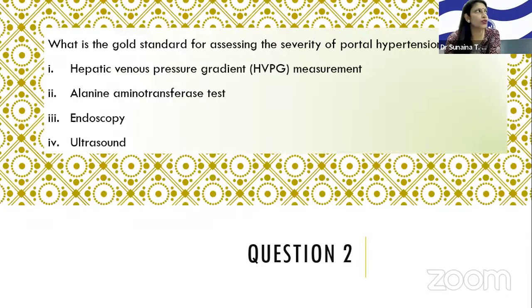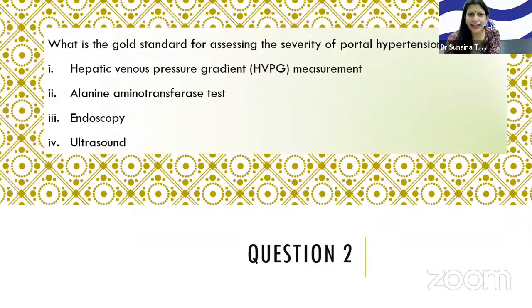So here, what is the gold standard for assessing the severity of portal hypertension? You have to choose the correct option: hepatic venous pressure gradient measurement, alanine aminotransferase test, endoscopy, or ultrasound. This is for the audience. Kindly choose. We'll wait for some time, 10 seconds. So the audience is answering. Most of them are answering correctly.